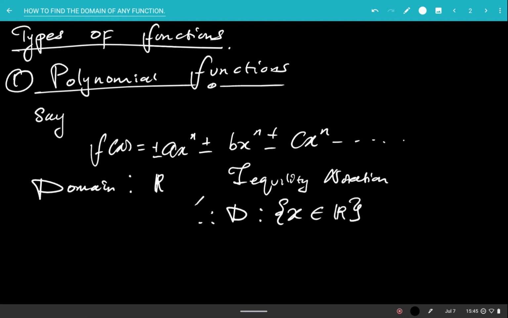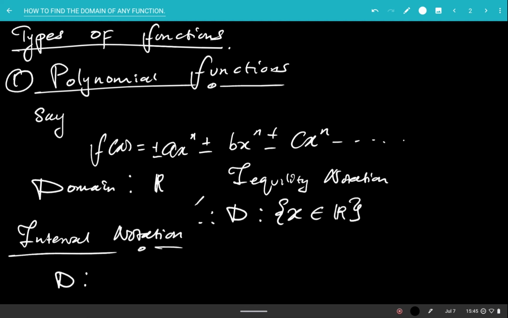But there's another way you can write the domain, and that way is called the interval notation. Now, using the interval notation, the domain will therefore be, since we're saying it's all real numbers, and real numbers span from minus infinity to positive infinity, I will have from minus infinity to positive what? Infinity.